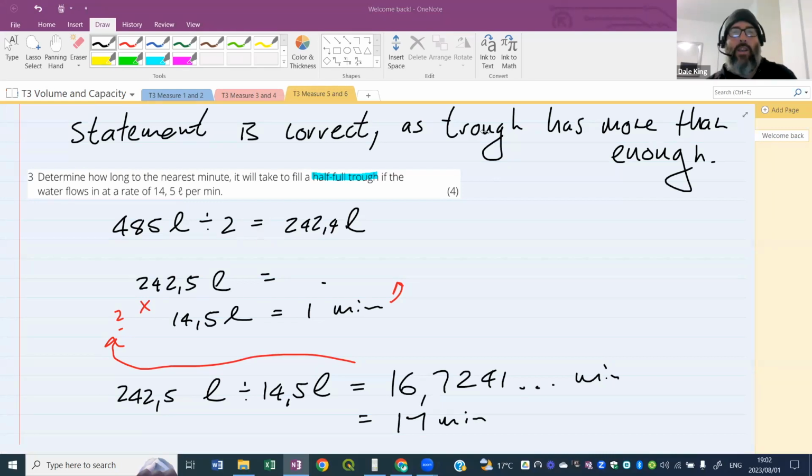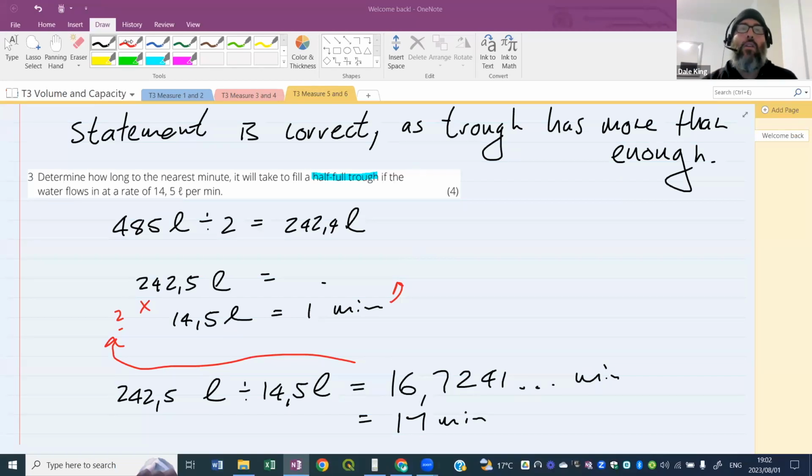Sir, Mohammed, yes. Now 16,72. 72 is not a minute. So how do I get that to minutes? So you're saying, how do we go from 16,72 to 17? How do I get 0.72 to minutes? We don't need to. They're not asking for this.